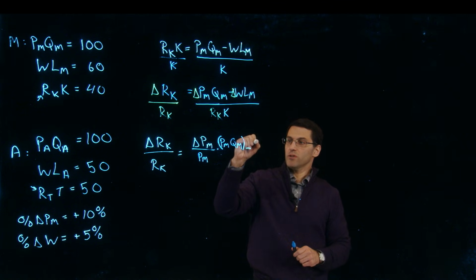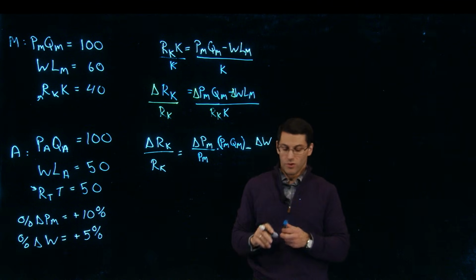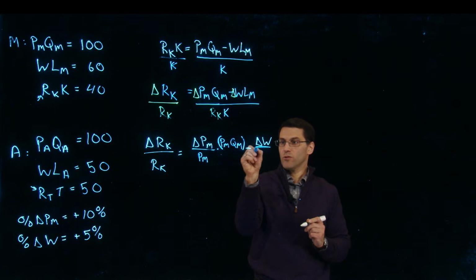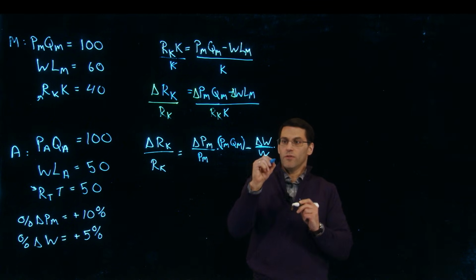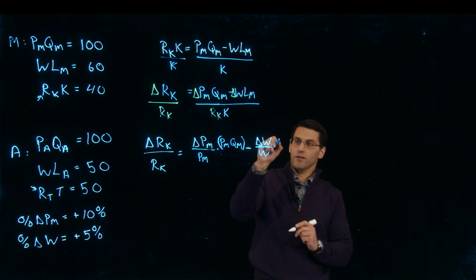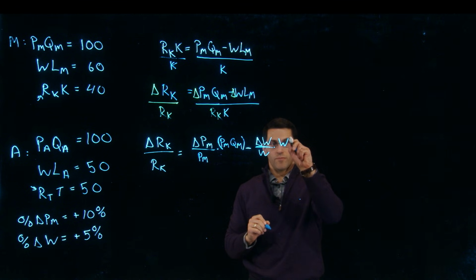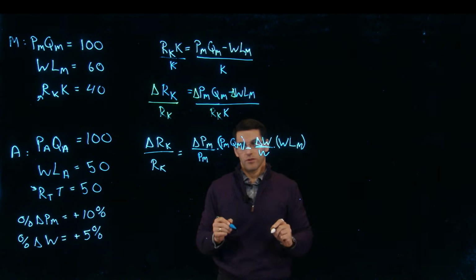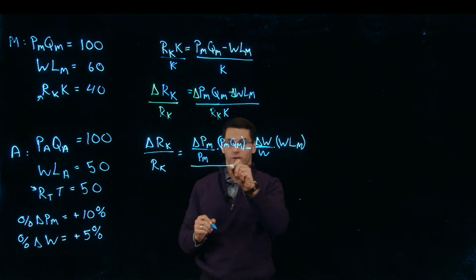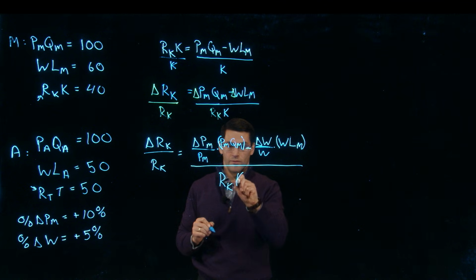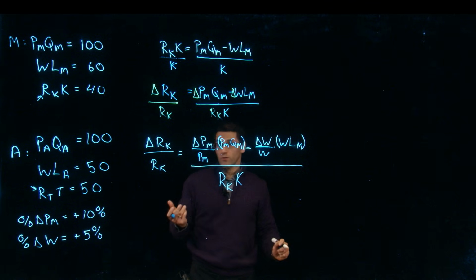And then we're going to do the same thing with delta W. To convert that into a percentage change, we're going to have to divide through by W, and then, of course, multiply by W. Well, the LM was already there. So what is this expression, W times LM? Well, that's total payments to labor. And we still have everything over RK times K.